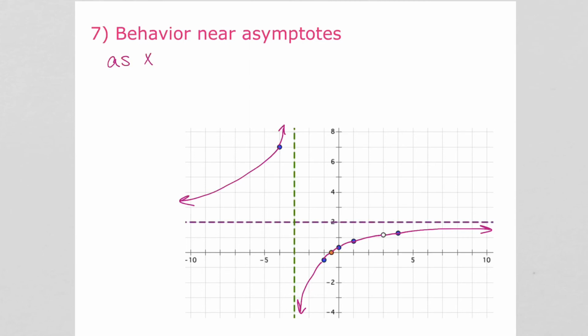So as x approaches negative infinity, f of x approaches the horizontal asymptote y equals 2, so 2.